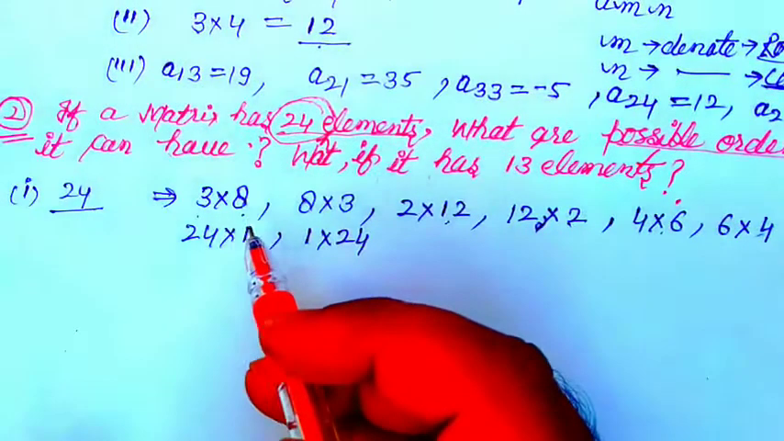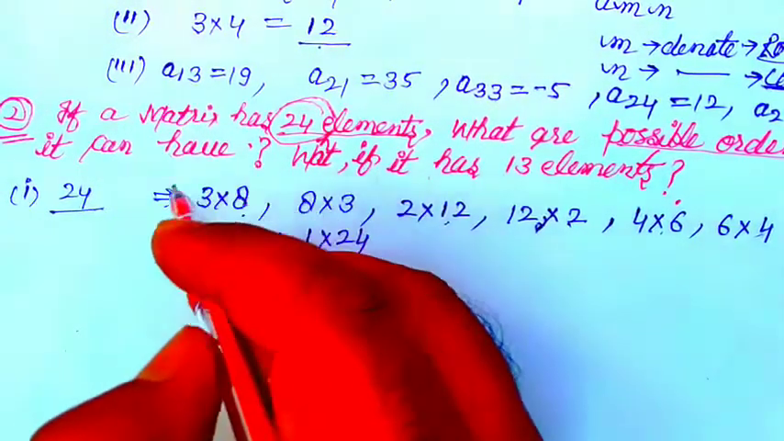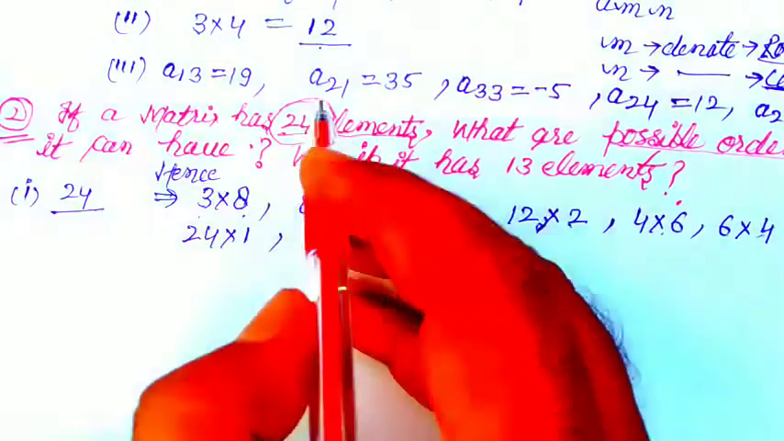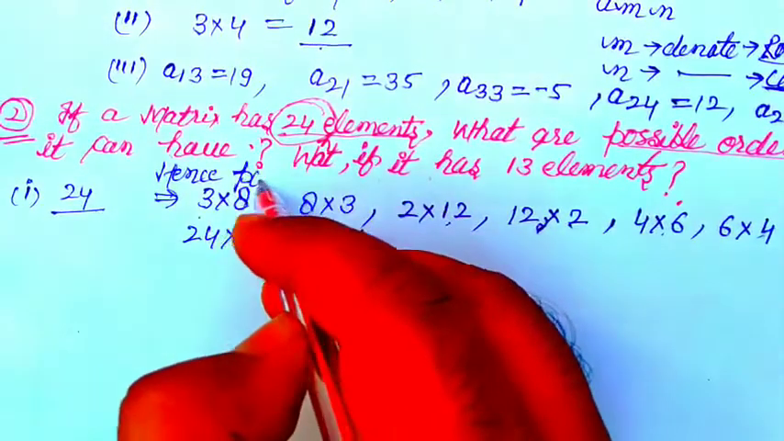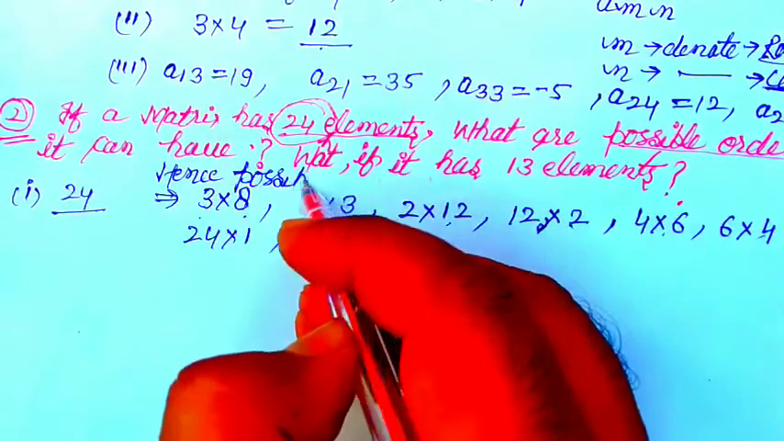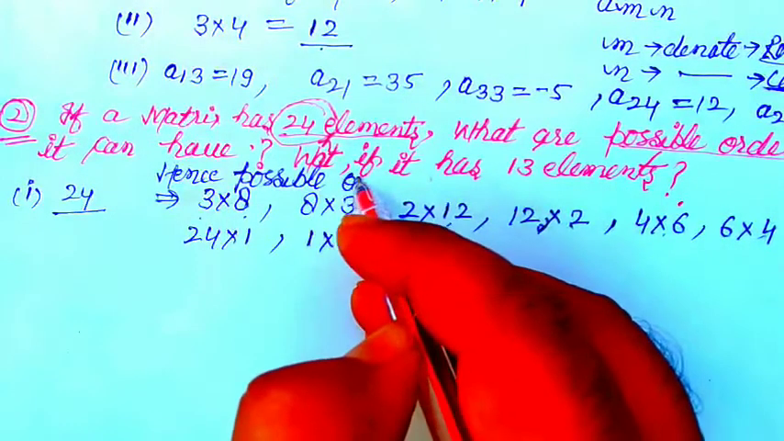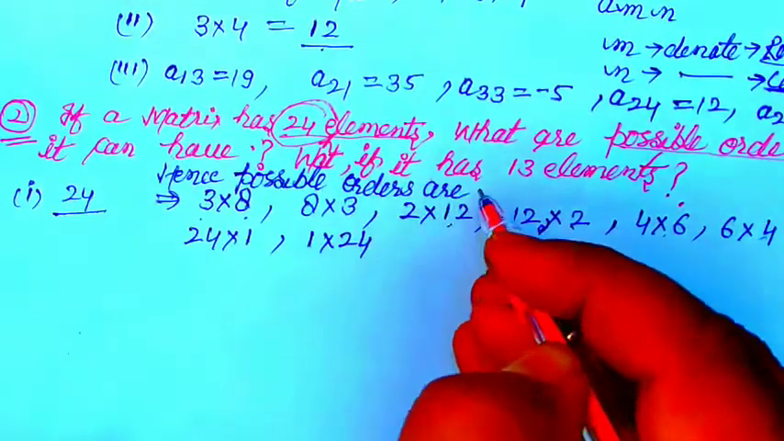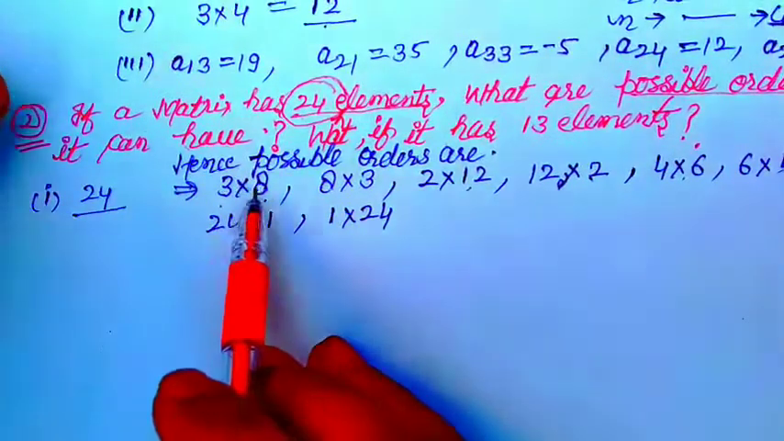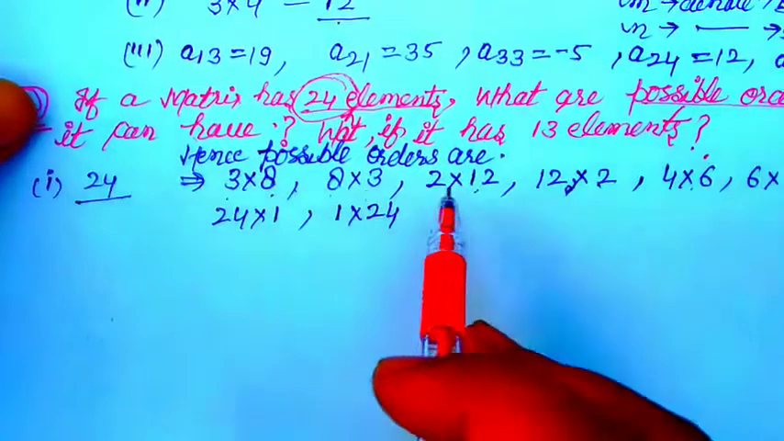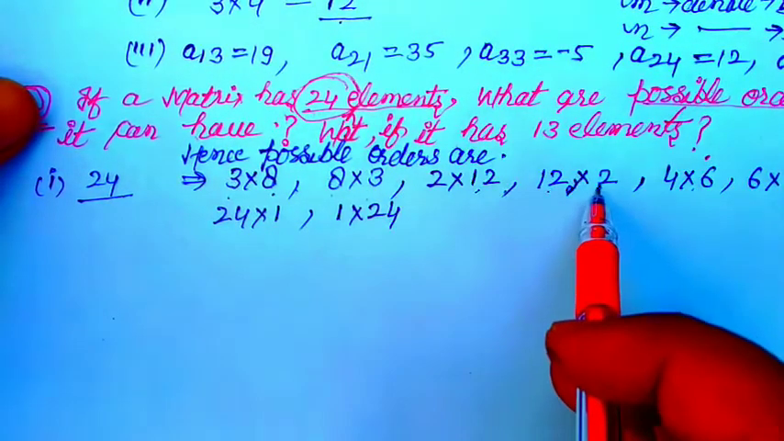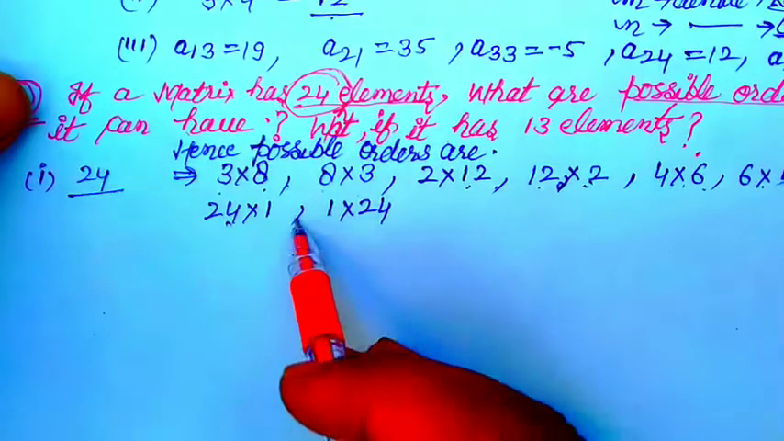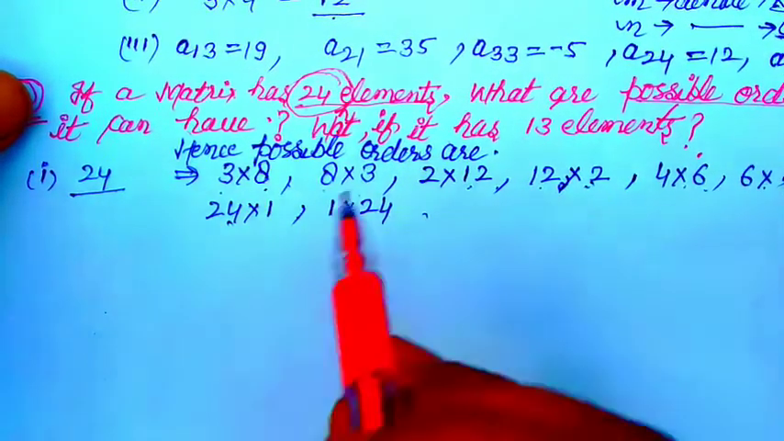Hence the possible orders are 3 by 8, 8 by 3, 2 by 12, 12 by 2, 4 by 6, 6 by 4, 24 by 1, 1 by 24.